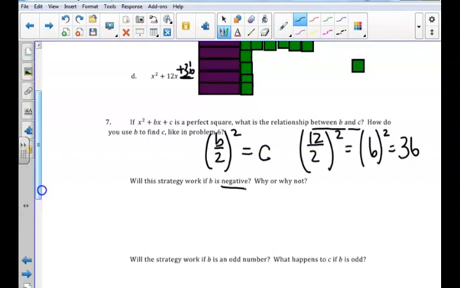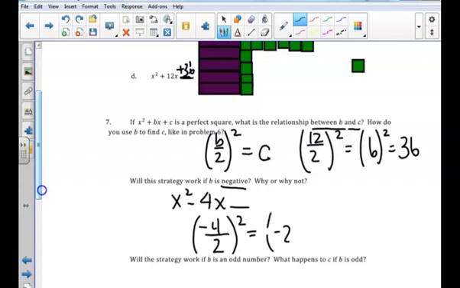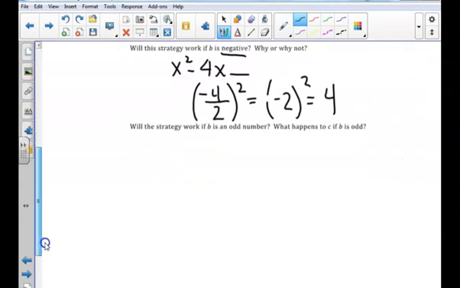Then we are asked, well, what if B is negative? If B is negative, let's say we are provided the equation x squared minus 4x, and we need to find C. If we apply the same rule, B is negative 4 divided by 2 squared. Negative 4 divided by 2 is negative 2. When we square it, we will get 4. So that does work when B is negative.